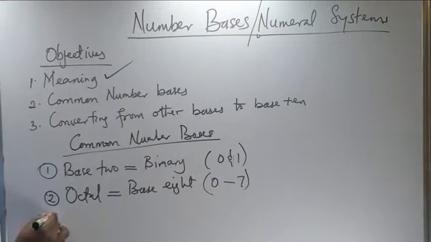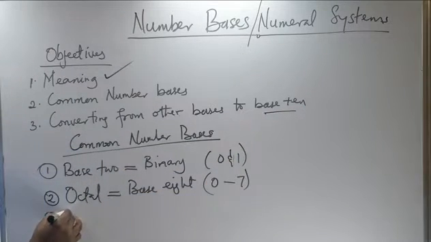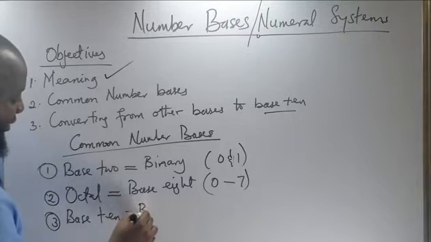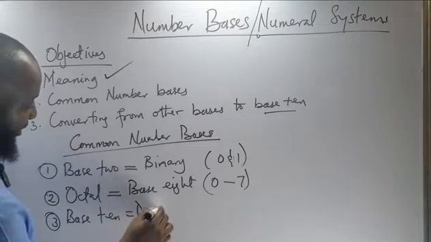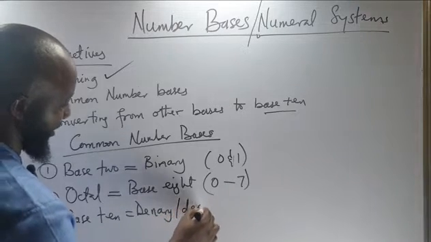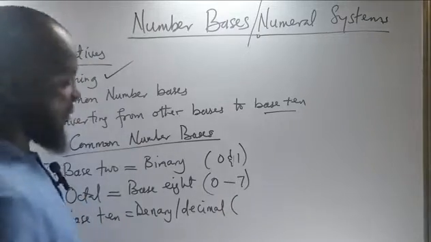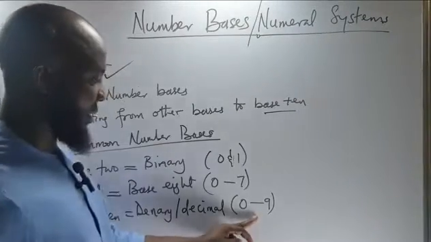Another one is the one I just talked about, base 10, which is also known as denary or decimal. This one makes use of digits from 0 to 9, 10 digits.